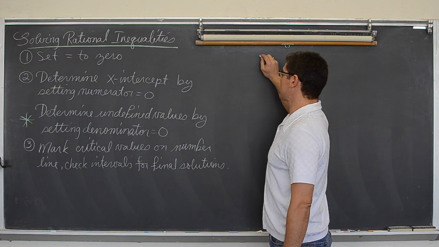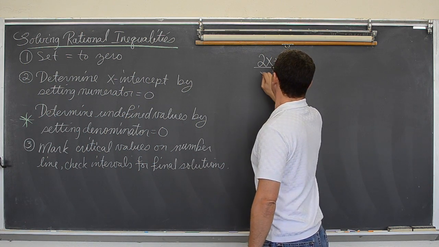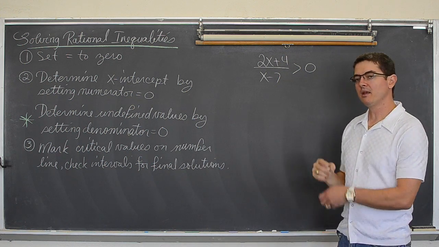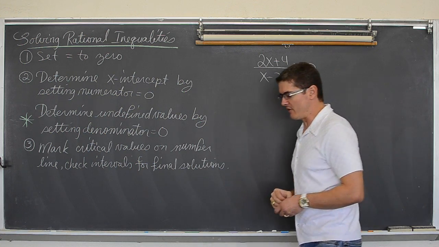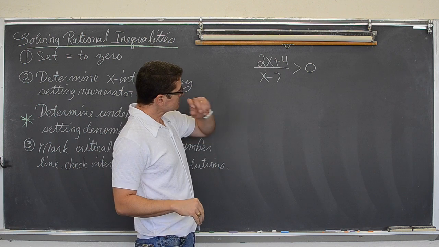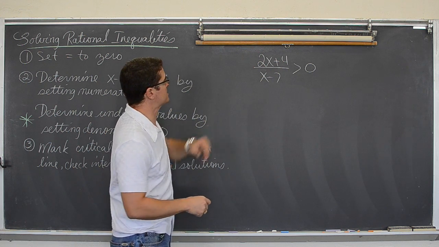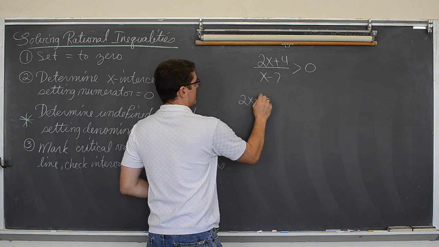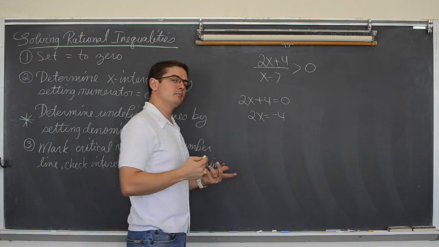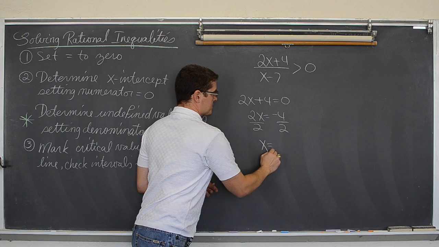So our first question is 2x plus 4 over x minus 7 is greater than 0. Very basic rational function, just one fraction, compared to 0. We're going to solve this by setting the top equal to 0, then the bottom equal to 0. So we have 2x plus 4 equals 0. That's 2x equals negative 4, and by dividing both sides by 2, we get that x is equal to negative 2.